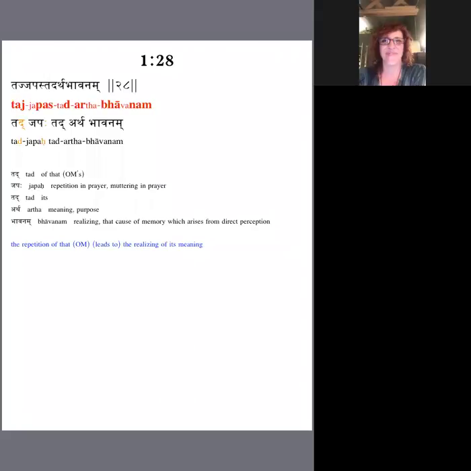So it goes tadjapas, tadarta bhavanam, tadjapas, tadarta bhavanam, to the middle part. And this is no small deal that we're doing right now, because actually this is what this sutra says.